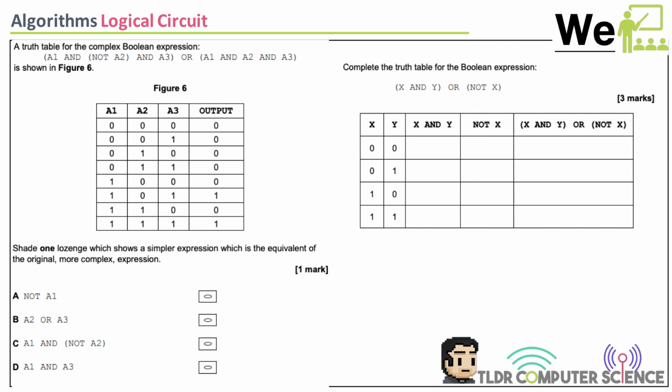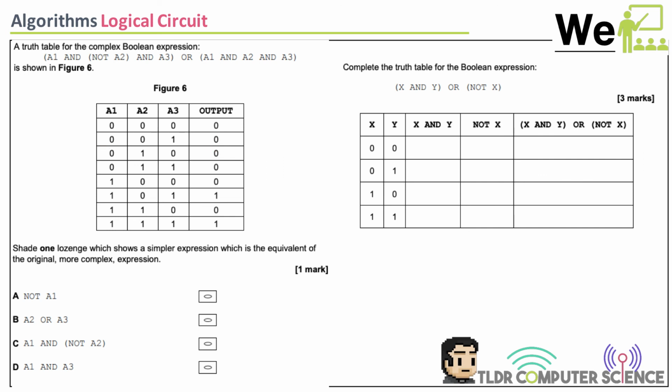Here's what I'd like to do. Final type of question you can get for logical circuits. Sometimes you could be asked to draw out the logical circuit. You could be given a question like that and be asked to draw it out. In this case, we've been given a truth table and then asked to evaluate it. For a question like this, I just evaluate it one at a time. So the first one is not A1. A1 is here. So if it was not A1, 0 would become 1.